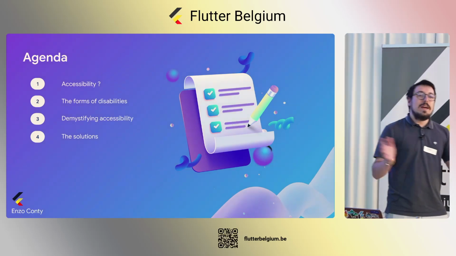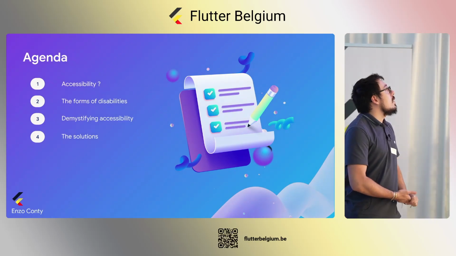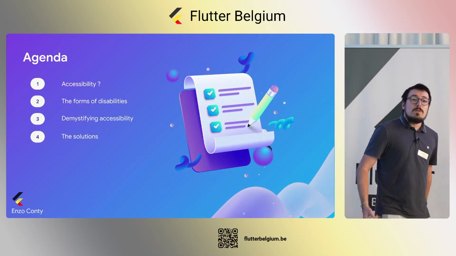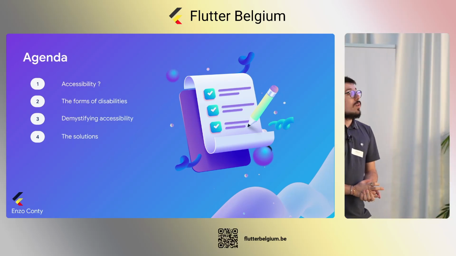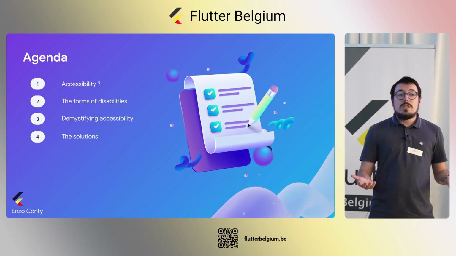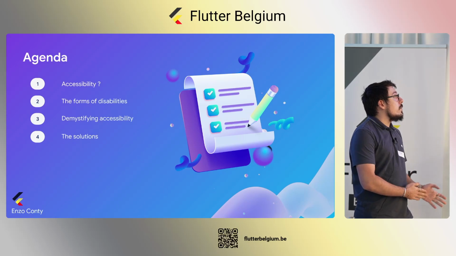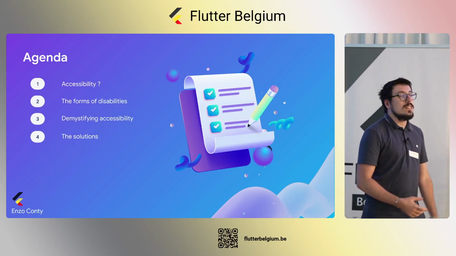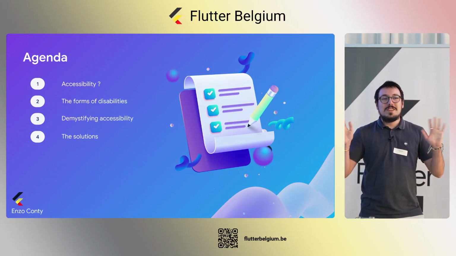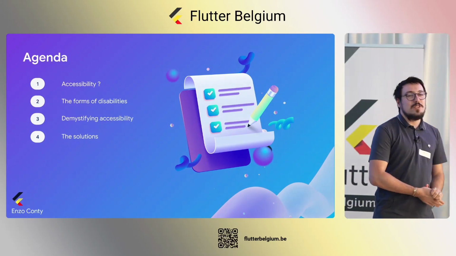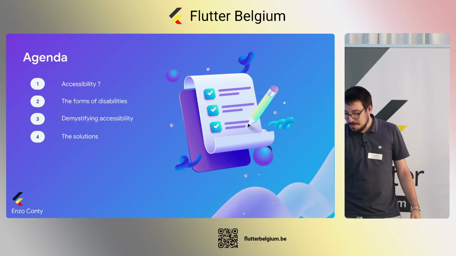Okay, so I made a little bit of an agenda, so we'll have a main timeline. Firstly, we're going to speak about accessibility, what it is, why it matters. The different forms of disabilities, so when we speak about disabilities, what are we exactly speaking about? Then after we'll have the topic about demystifying accessibility. I love this topic, we'll see after. And after we'll see the little bit more boring part, which is the solutions, because not everything is super easy in this way.